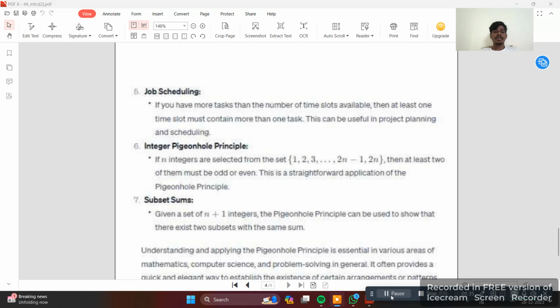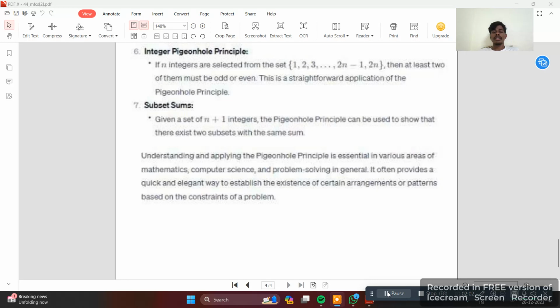Integer pigeonhole principle. If n integers are selected from the set, then at least one of them must be odd or even. This is a straightforward application of the pigeonhole principle. Subset sums. Given a set of n plus 1 integers, the pigeonhole principle can be used to show that there exist two subsets with the same sum.